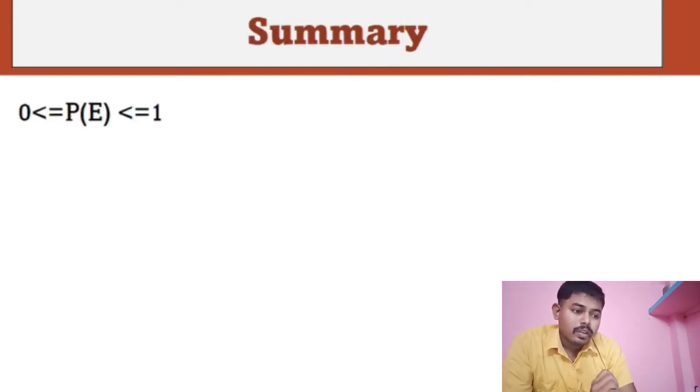So here is a summary. The probability of any event. What is an event? As you know, an event is rolling a dice and getting 1, 2, or 6, or tossing a coin and getting head or tail. That is called an event. So the probability of any event lies between 0 and 1. It can be greater than or equal to 0, and less than or equal to 1.